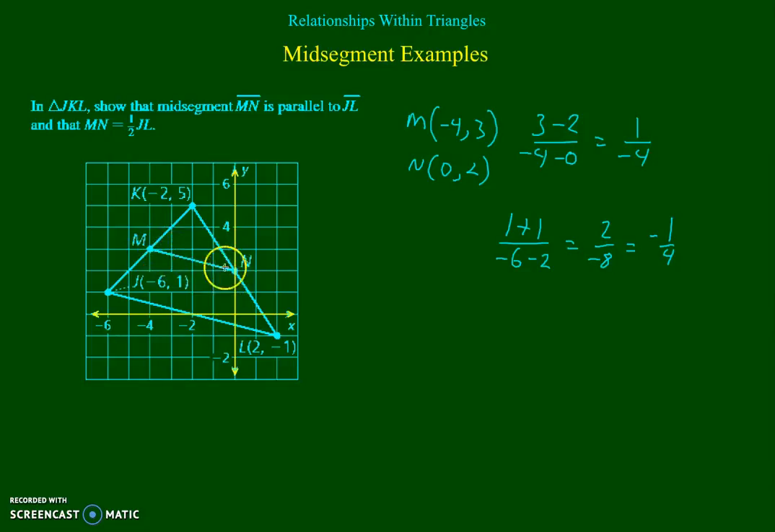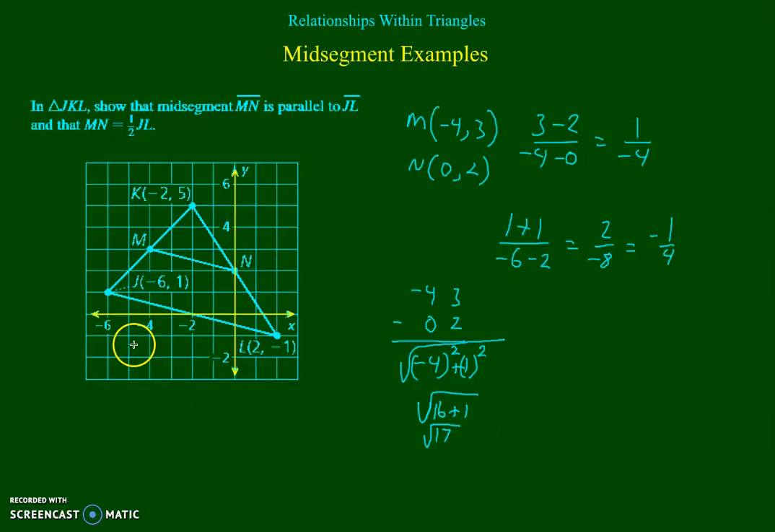Now, to find that this is 1/2 this, which is what we're looking for here, we need the distance formula. So we're going to take these 2 points and find our distance. So -4, 3, 0, 2. -4 minus 0 is -4. 3 minus 2 is 1. Square, add, square root. Remember our SAS principle for the distance formula. And that's 16 plus 1. So it's the square root of 17.